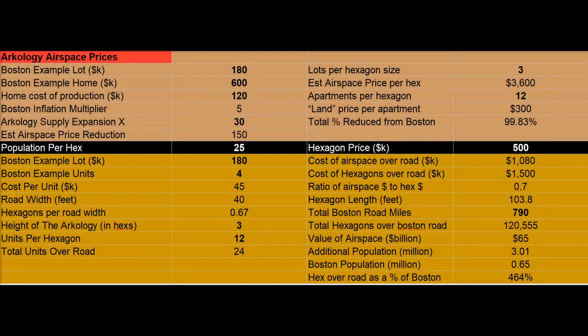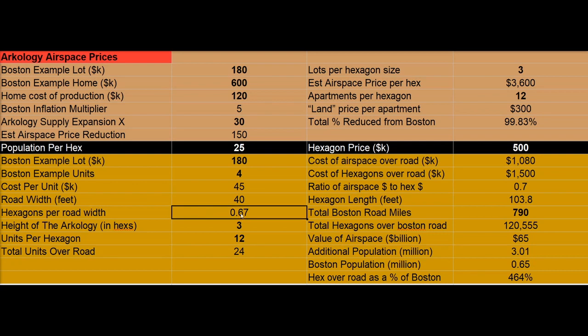So here's some math about airspace in Boston. The top is from an older video, so I won't go over it. We're going over the bottom here. This is an example lot I got off of Zillow, $180,000, reasonably priced. You could fit about 4 units on it, which means per unit you're looking at $45,000 just for land in your per unit price. This is a road width of Boston for a side street.